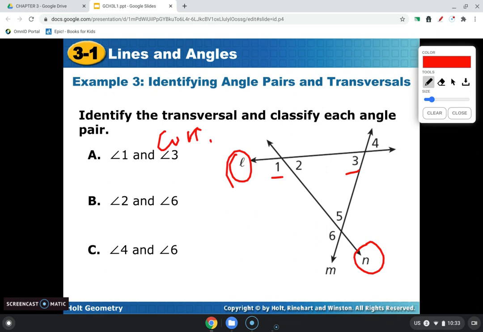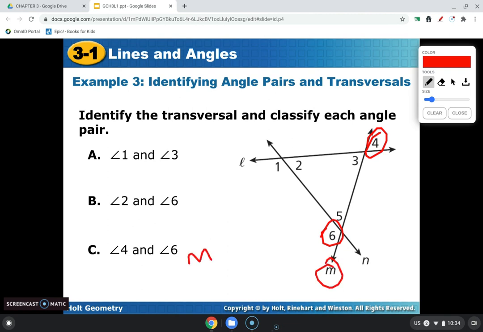Okay. 2 and 6. That would mean N would be the transversal for this one. And then what kind of angle pair are 2 and 6? Well, that'd be inside and alternate, so alternate interior angles. 4 and 6. Well, that's here and here. So M for the last one would be your transversal. And then 4 and 6 are outside. So those would be alternate exterior angles.